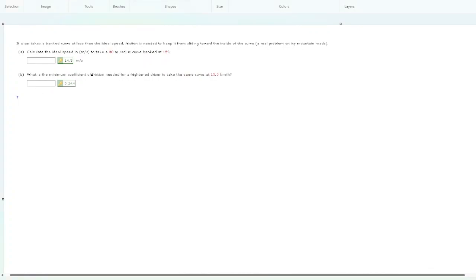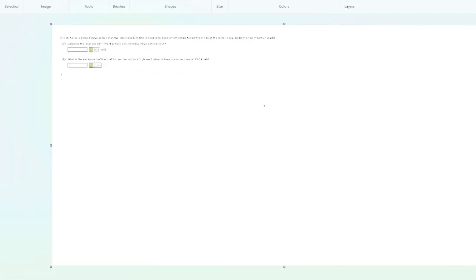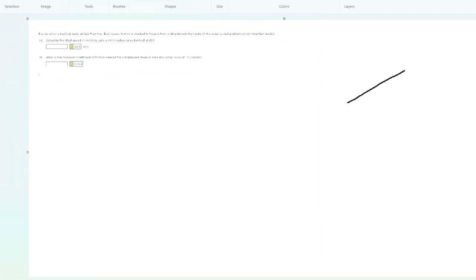Okay, so next part. What is the minimum coefficient of friction needed for a frightened driver to take the same curve at 15 kilometers per hour? Well, given that this driver is frightened but not freaking out, meaning they're not turning the steering wheel left to right, going crazy, meaning they won't spin out, meaning they are driving straight, meaning they are okay, meaning that I should stop saying meaning so often, then we can go ahead and depict this as the following.